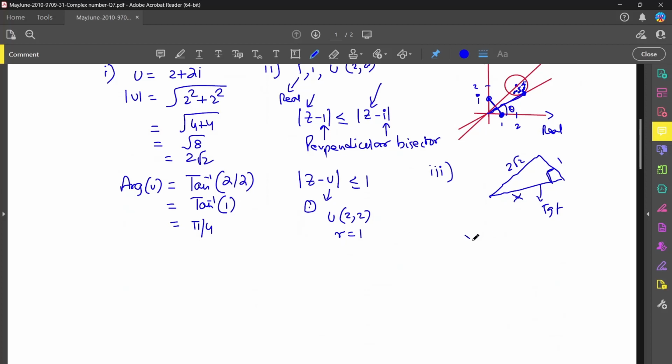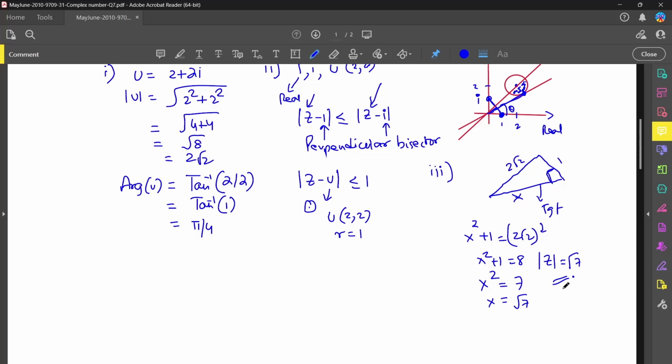You can use the Pythagoras theorem: x squared plus 1 equals 2 root 2 squared. x squared plus 1 is 8. So x squared is 8 minus 1, which is 7. So x is root 7. Therefore, the modulus of z, in this case, is root 7. So this is how you work out the solution.